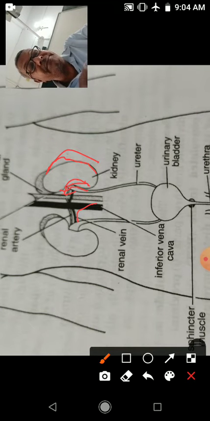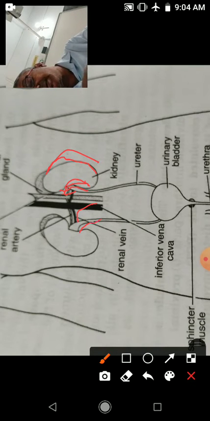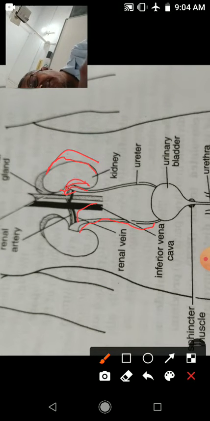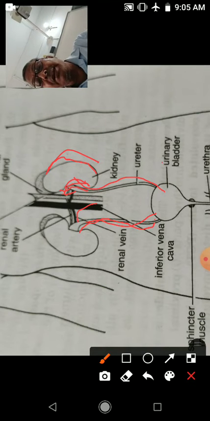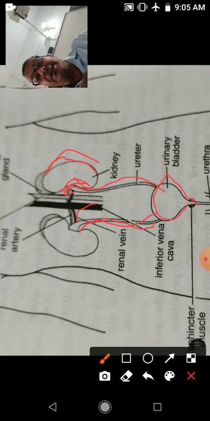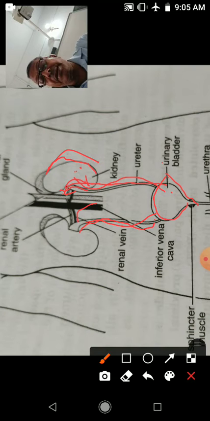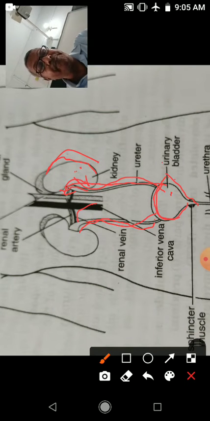From the hilum, the ureter originates. So this tubular structure which has originated is called the ureter. From the left kidney is the left ureter, and from the right kidney is the right ureter. Both ureters open into the urinary bladder. This bladder is called the urinary bladder. Kidneys filter the blood and form urine. So that urine from the kidney comes through the ureter and is stored in the urinary bladder.